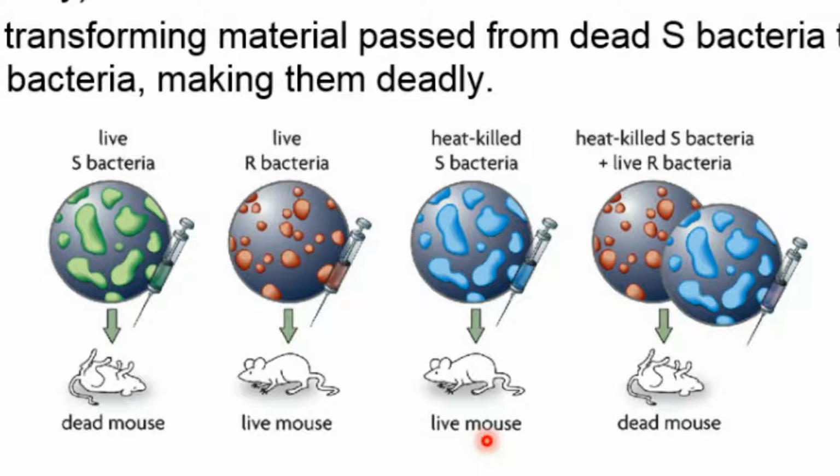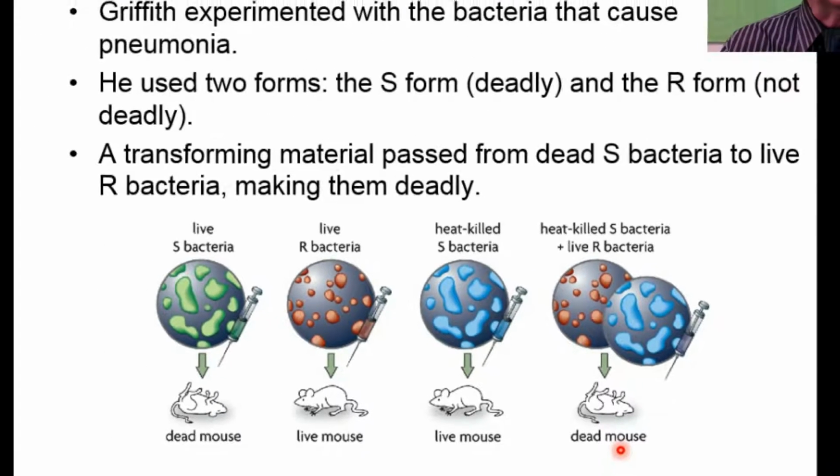So it's not a protein then, because protein would be denatured by the heating process of the bacteria. So there's something else going on here that's other than protein, that when you allow this heat-treated bacteria to be mixed in with a live R version of bacteria, there's some transformation that occurs in the R bacteria that produces more dead mice. So how does that work?